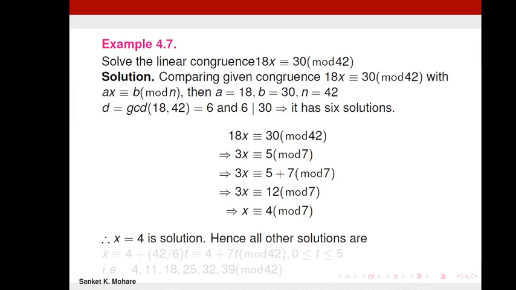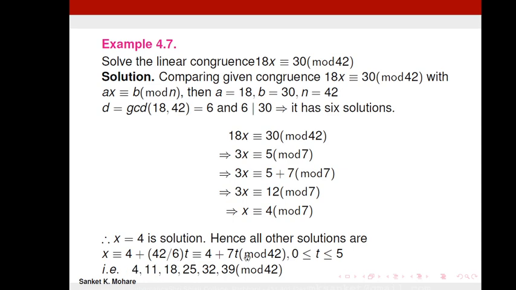Hence, by that theorem, all other solutions are what? x is equal to 4 plus (42/6)t, and the value of t varies from 0, 1, 2, 3 up to d minus 1. What is d? 6. So the values of t vary from 0, 1, 2, 3, 4 and 5. So x is congruent to 4 plus (42/6)t, which is equal to 4 plus 7t modulo 42. That is, for t equal to 0, x is equal to 4.